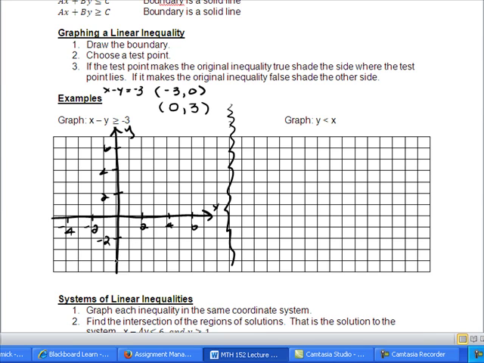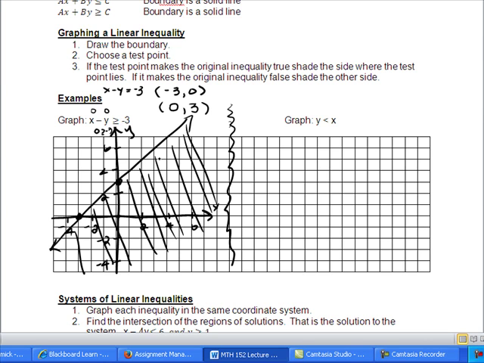Okay, so we have (-3, 0) and (0, 3). Now, the inequality is greater than or equal to, so we're going to use a solid line. And I'm going to choose (0, 0) here as my test point. If I plug 0 in for x and 0 in for y, I get 0 minus 0, which is 0, is greater than or equal to -3. So that is true. So I want to shade the side of the line where (0, 0) is located. It's located below the line to the right. So my solution set is the line plus all of the shading that we have.